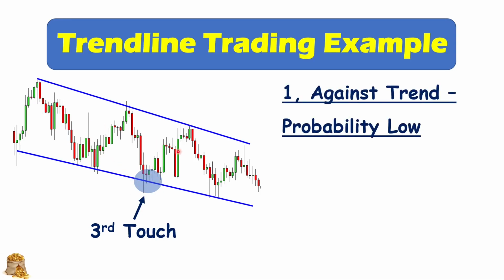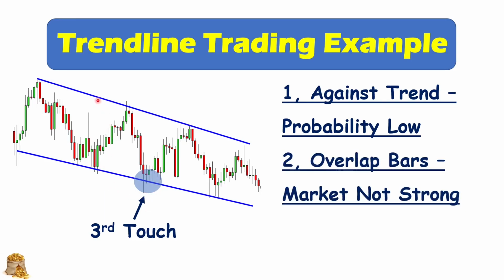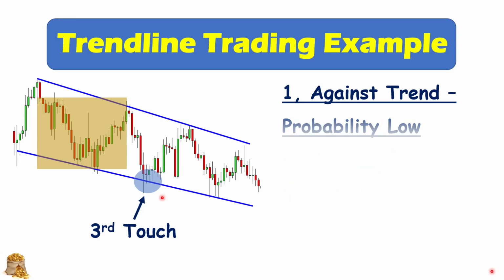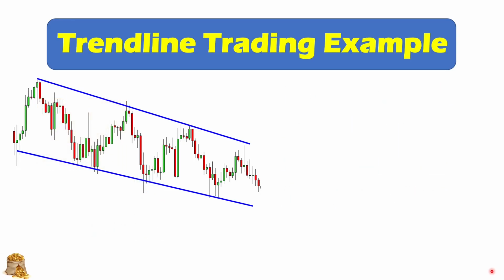However, we are in a downtrend, and then if you want to trade the upward, that means the probability will be low. Second, if you see the chart here, this part, there are a lot of overlaps of the bars, which also means the market is not strong, which also means the probability of this long will be low. So for beginner traders, it's recommended not to trade against the trend. As you become more experienced, you can definitely trade this.